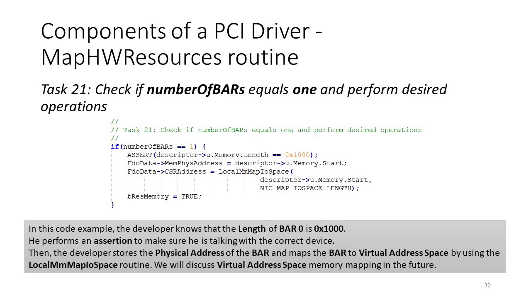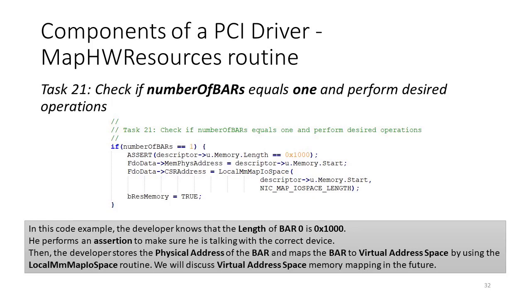Task number 21, check if the number of bars equals 1 and perform the desired operations. In this code example, the developer knows that the length of bar 0 is 0x1000. He performs an assertion to make sure that he is talking with the correct device.